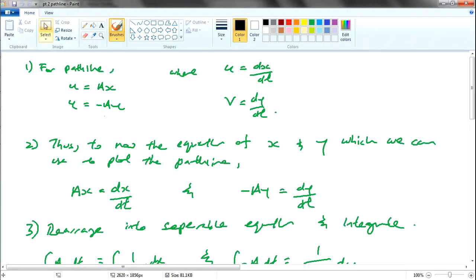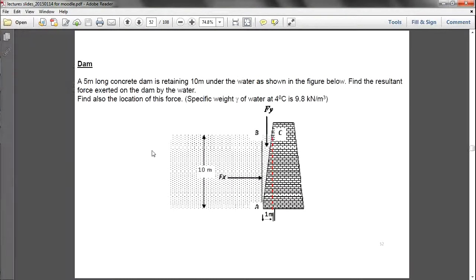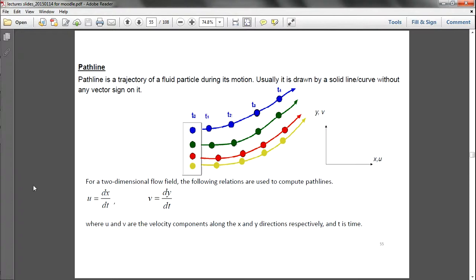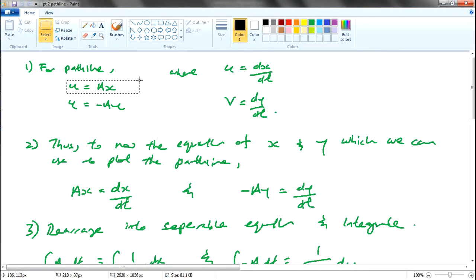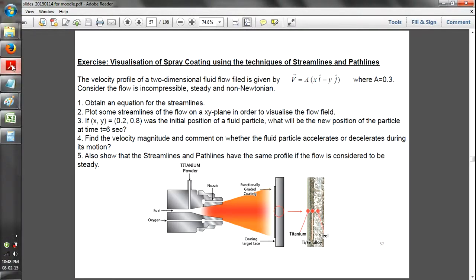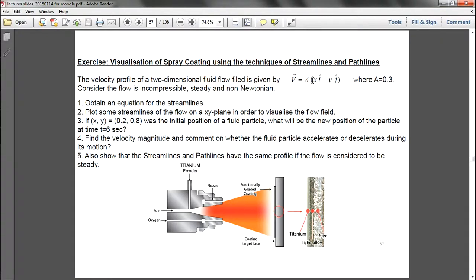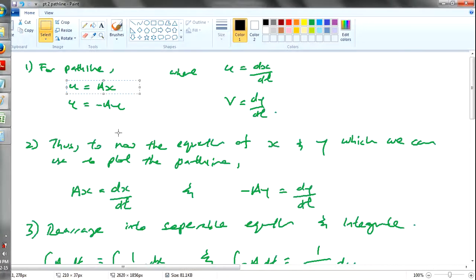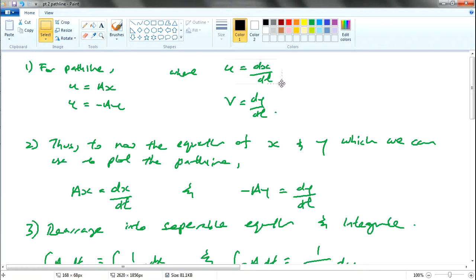So for path line, you remember u equals ax, v equals minus ay, right? This is the equation that we have been talking all about. Okay, u equals dx over dt, v equals dy over dt. We're talking about this now. Nonetheless, u equals ax and v equals minus ay, which is from this equation, if you remember. ax is the x direction velocity, while minus ay is the y direction velocity. Because u is the x direction velocity, v is also the y direction velocity. Okay, I think you know what I mean.